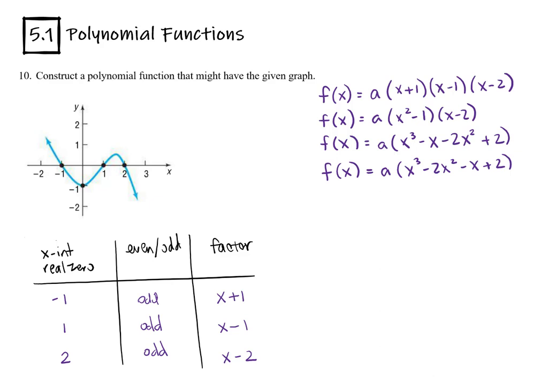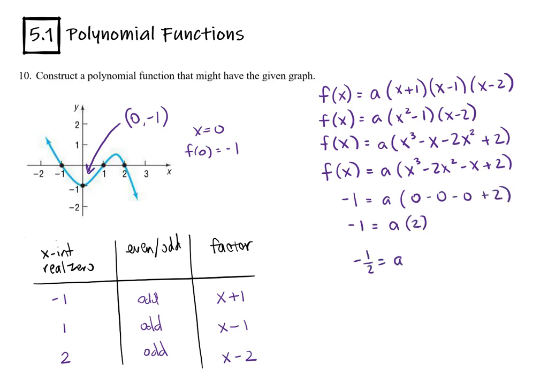Okay, and then now that I've multiplied it out, I'm going to take this point that I know, this extra point, which is 0 and -1. In other words, I know that my x is 0 and my f of 0 is -1. So I'm going to replace that in here. Now that I know my a, I can take it and plug it back into this function, and I'm going to get my function is -1/2 times x cubed minus 2x squared minus x plus 2.